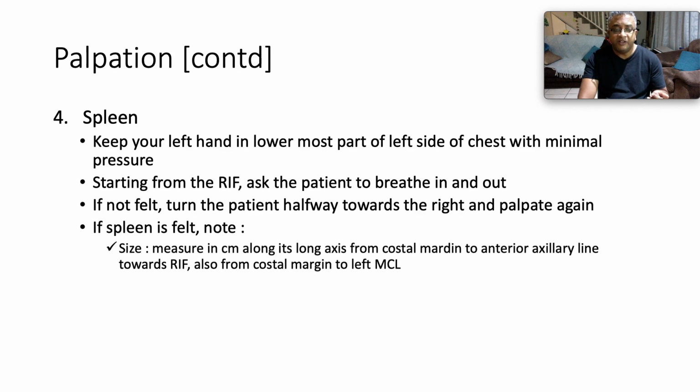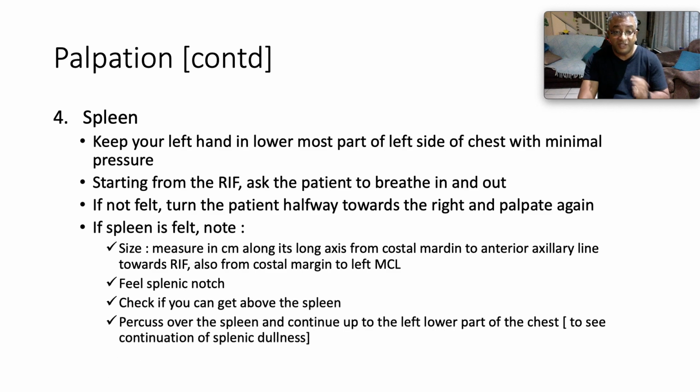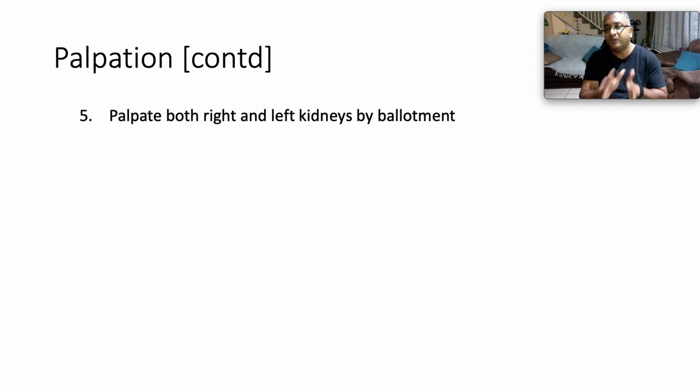If the spleen is felt, you want to note the size, measuring in centimeters along its long axis from the costal margin in the anterior axillary line towards the right iliac fossa, and also from the costal margin to the left midclavicular line. You want to feel that splenic notch and check if you can actually get above the spleen. Percuss over the spleen and continue up to the left lower part of the chest to see continuation of splenic dullness. This area is called Traube's space, and if there's dullness in Traube's space, then that also indicates a big spleen. You want to palpate both the right and left kidneys by ballottement.